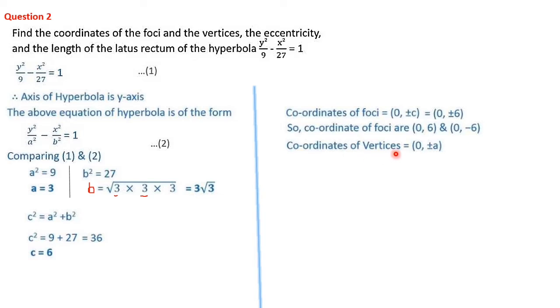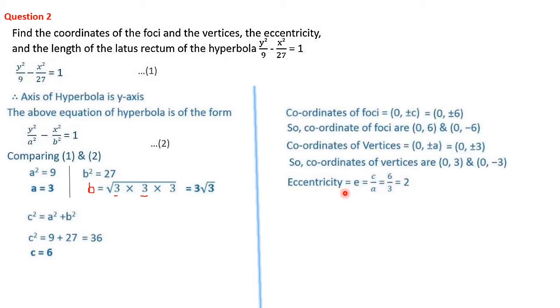Then coordinates of the vertices, that is 0 comma plus or minus a. Again this point is also on the y axis because the axis is y axis. 0 comma plus or minus a. What is a? Here a is 3. So 0 comma plus or minus 3. When we split, we will get 0 comma 3 and 0 comma minus 3.